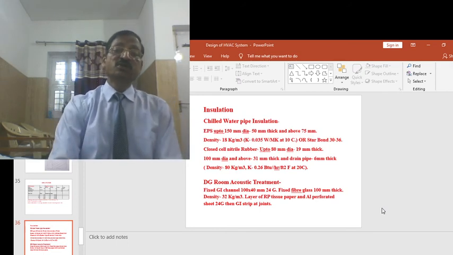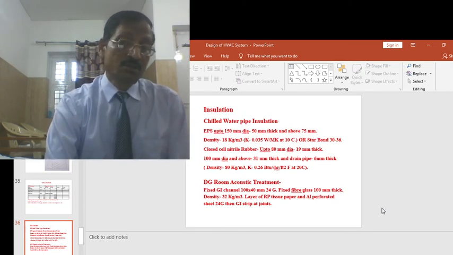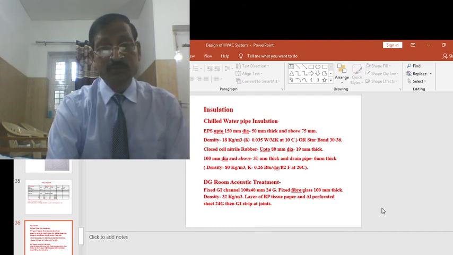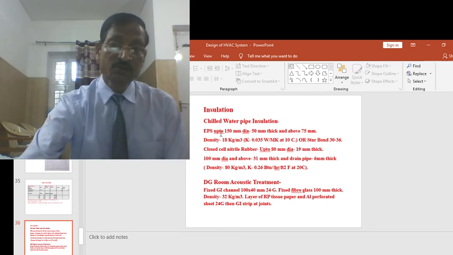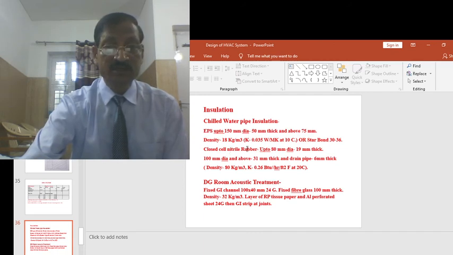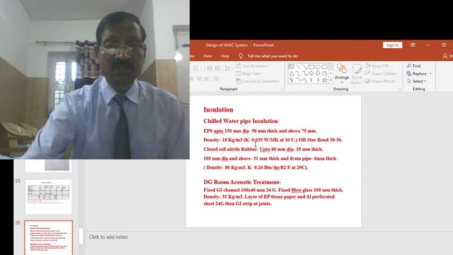Insulation. Insulation is very important. If we do not do the insulation properly, then there will be losses and the air conditioning will not be effective inside. Normally for chilled water pipe, we use EPS, expanded polystyrene. Up to 150 mm dia pipe, it should be 50 mm thick, and above that 75 mm thick. Density 18 kg per meter cube. This is the heat transfer coefficient, K value, Starbond, or we can use the Starbond of 3036.